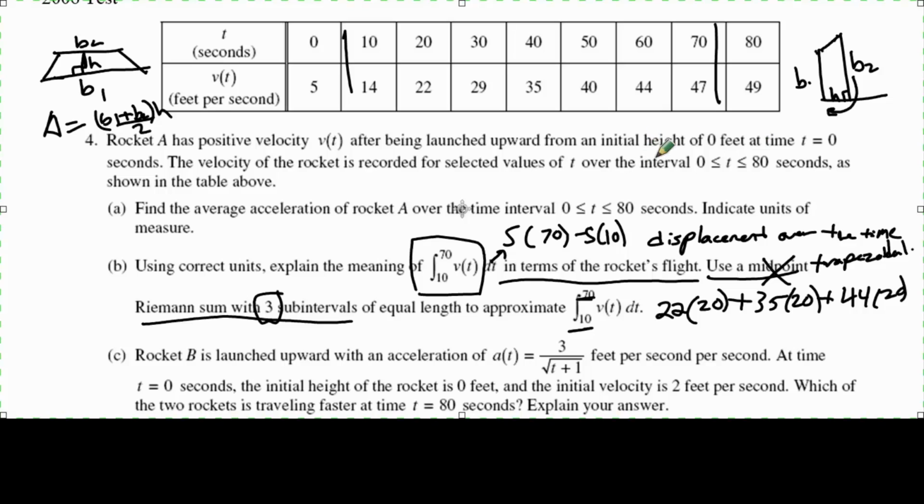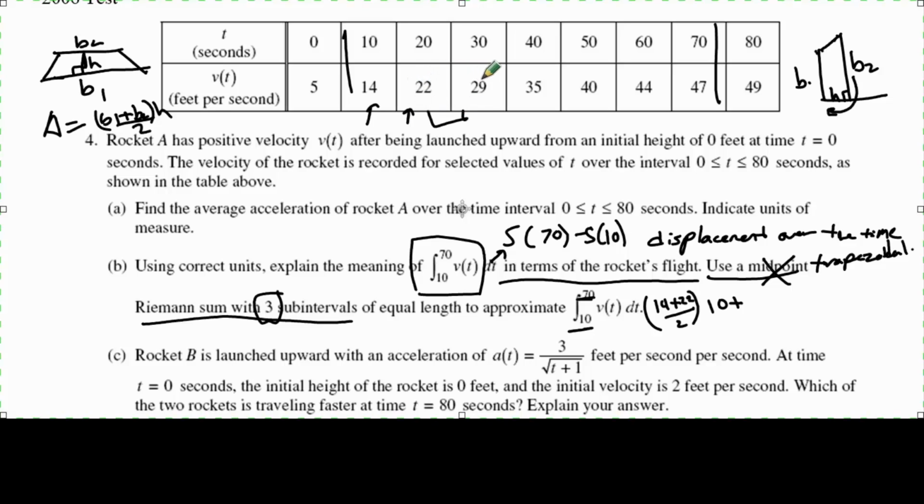So, which ones are my bases? These are the bases. So in this case, we're going from 14 to 22. I'm not using 14 like I would for a left endpoint. I'm not using 22 like I would for a right endpoint. For the trapezoid, I got to use the average of the two. I'm going to do 14 plus 22 divided by 2 times the height of 10. And then you just go to the next chunk.